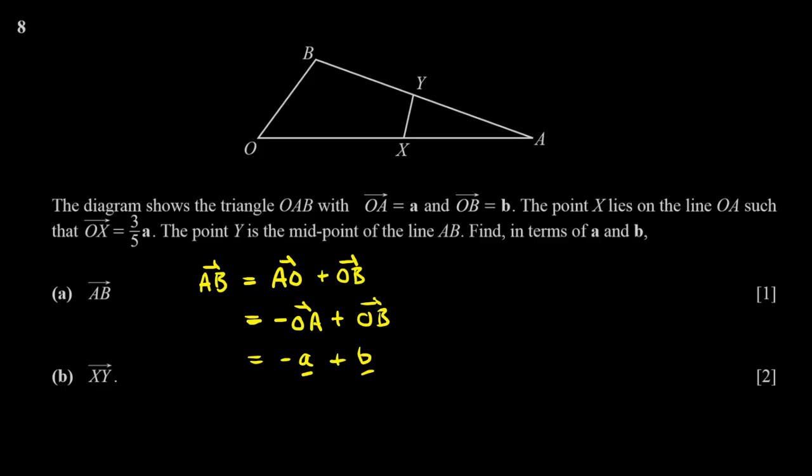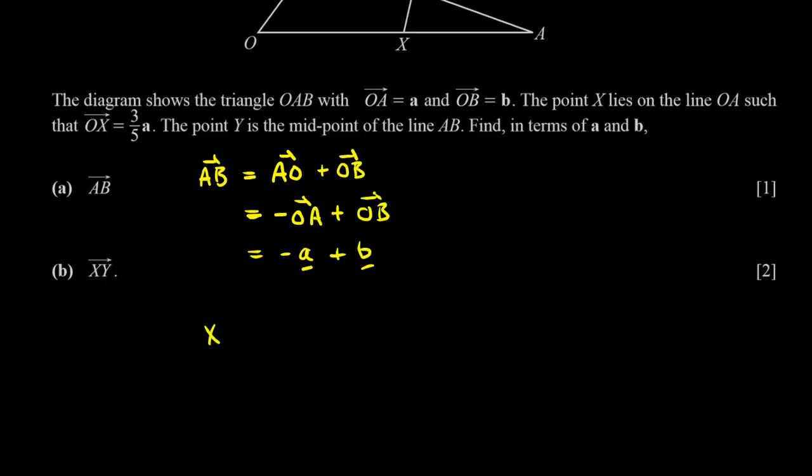Well, then part B, we want to find XY. So we want to go from here to here. Well, I think the best thing to do is use our result from the previous question, right? We can use the vector AB. How can we do that? Well, we can say X to Y is the same as going from X to A and then going from A to Y. So let's try that.